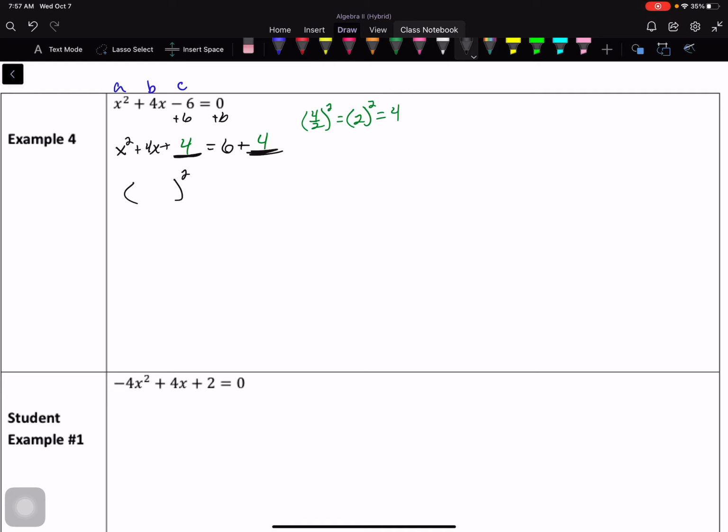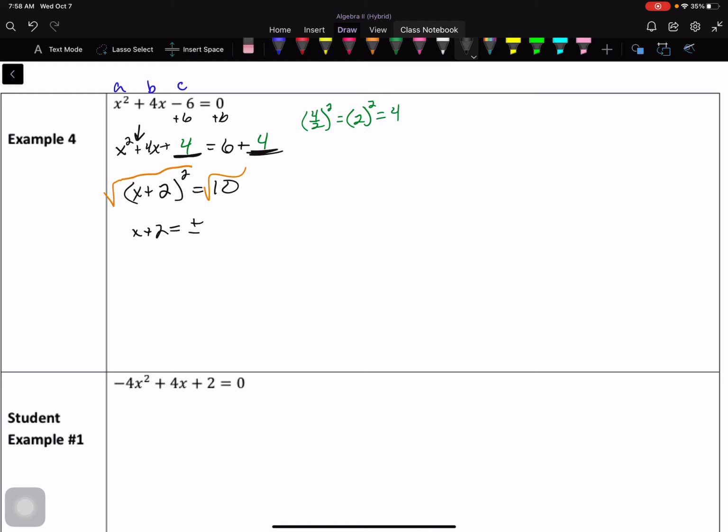Factor the left side. The whole reason we do that completing the square part is so we can write it as a perfect square. Here's the shortcut again. Take your variable, your first sign, and half of b. And then add 6 plus 4 on the other side. And now we're almost done. Now it's a square root method, so we just take the square root. And that leaves us with x plus 2 equals plus or minus.